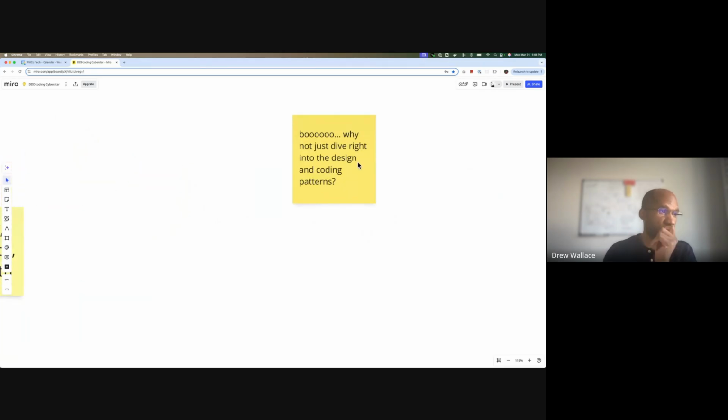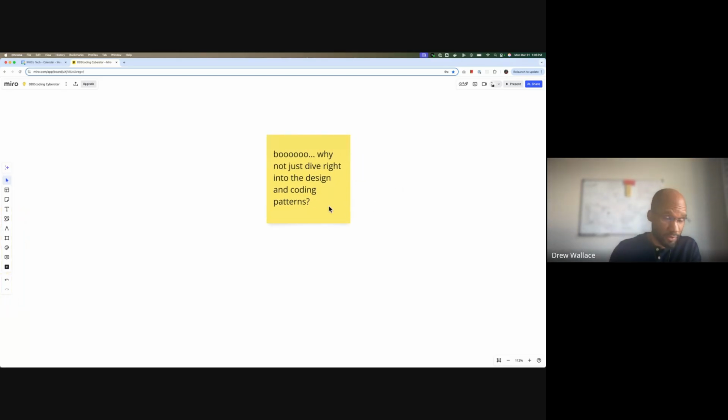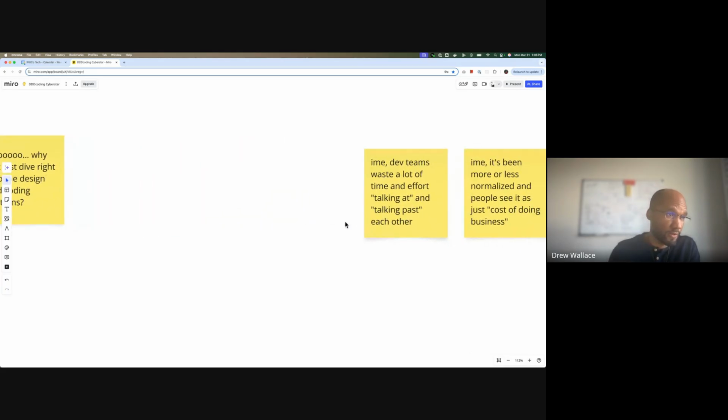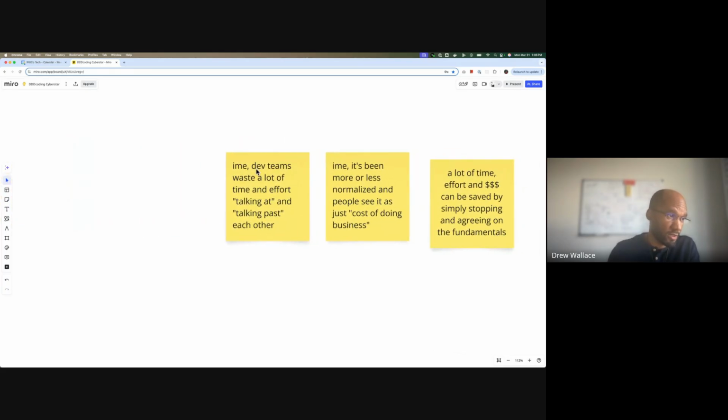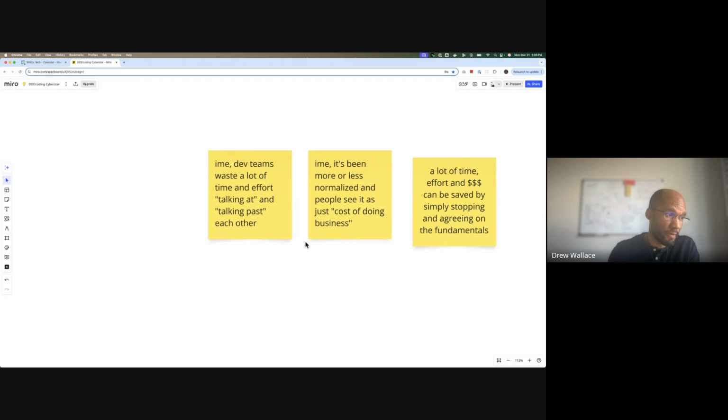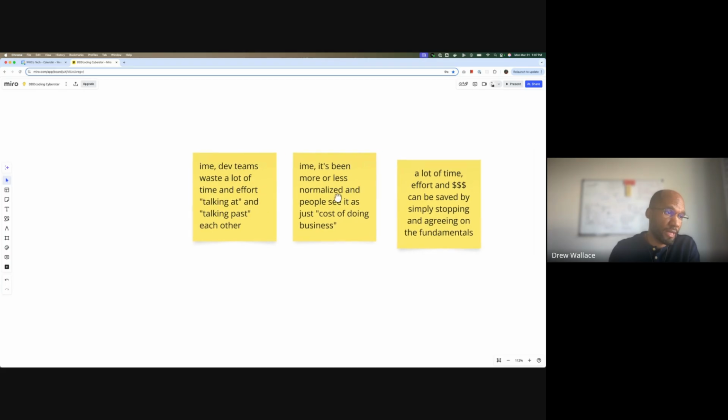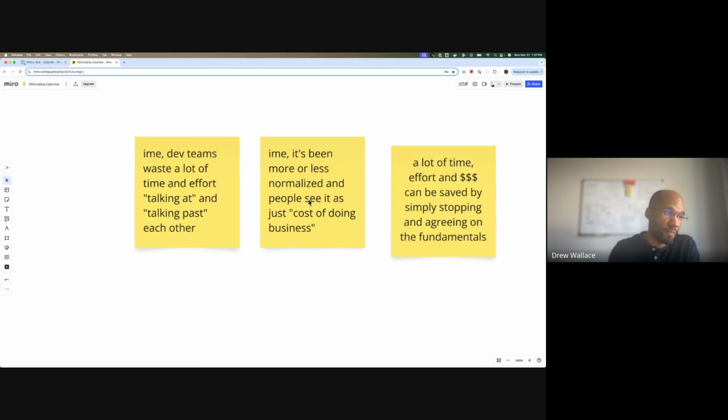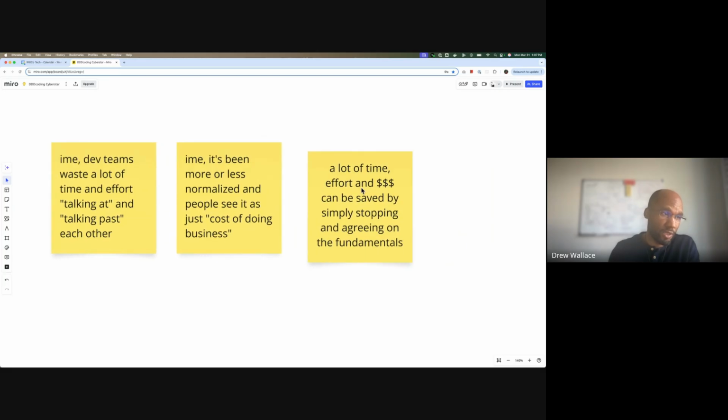Why not just jump right in to the code? As developers, of course, we're going to ask this question. But in my experience, we waste a lot of time and effort talking past each other. And it's been more or less normalized. People see it as a cost of doing business, this confusion, this miscommunication. A lot of money, time, effort can be saved by just stopping and agreeing on the fundamentals.